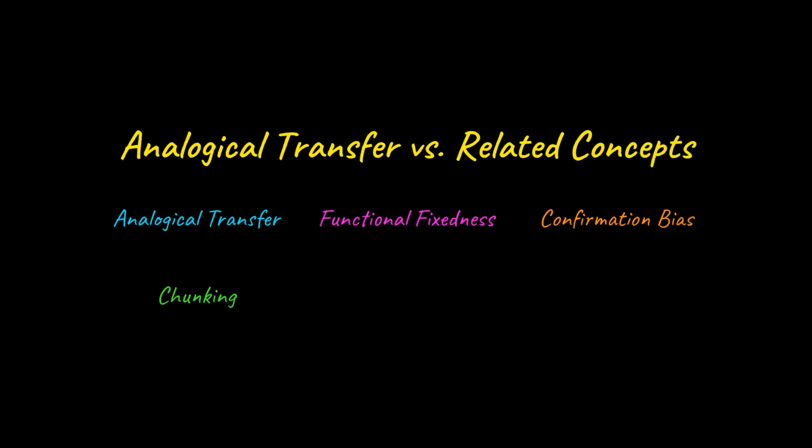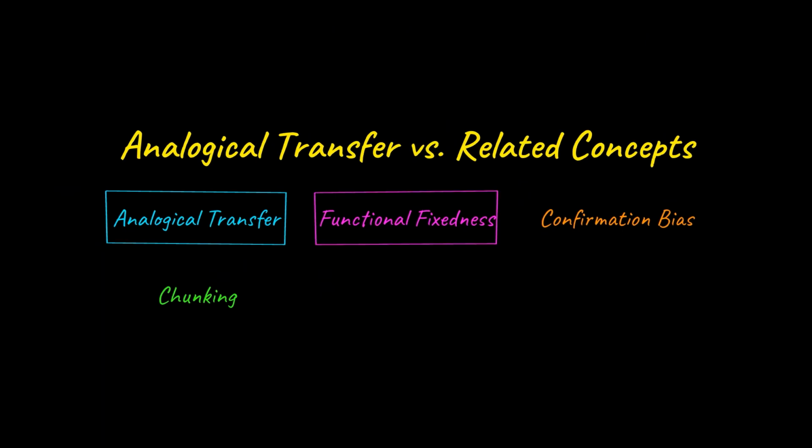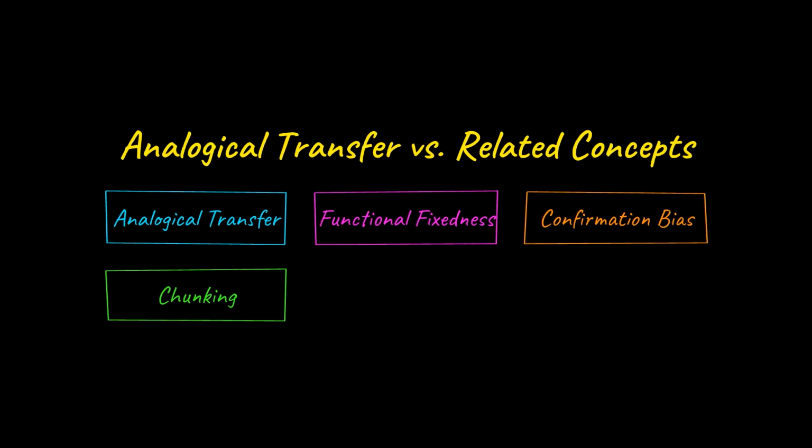Be careful not to confuse analogical transfer with related concepts. Functional fixedness blocks new uses for objects. Confirmation bias filters evidence toward existing beliefs. Chunking groups items into meaningful units. Analogical transfer specifically means applying a solution structure from one problem to another with the same abstract form.